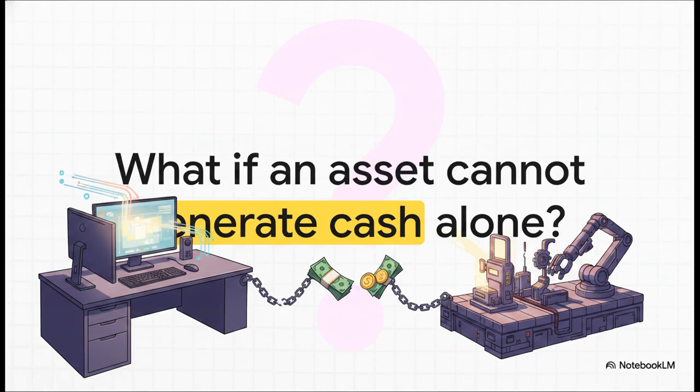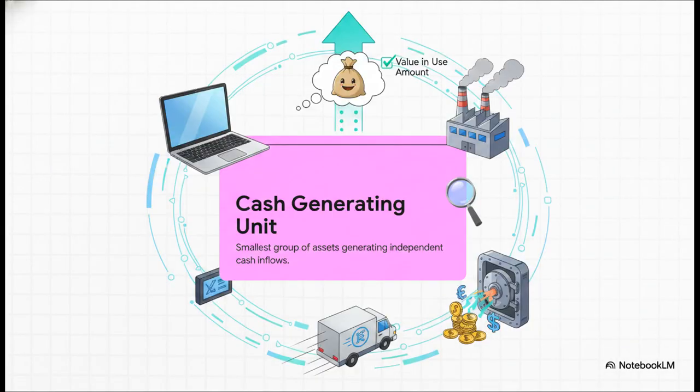I mean, we can't calculate a recoverable amount for something that doesn't make money on its own, right? A single laptop in the HR department doesn't exactly print cash by itself. In these cases, we have to look at what's called a cash-generating unit, or CGU. This is the absolute smallest identifiable group of assets that generates independent cash inflows.